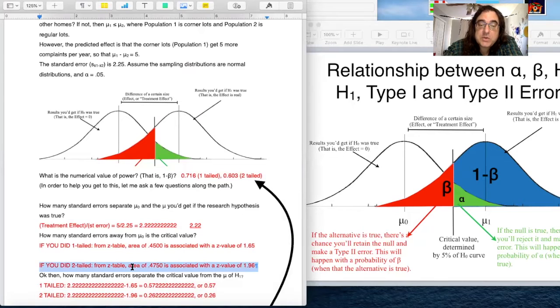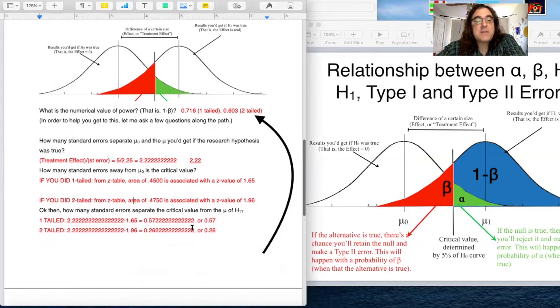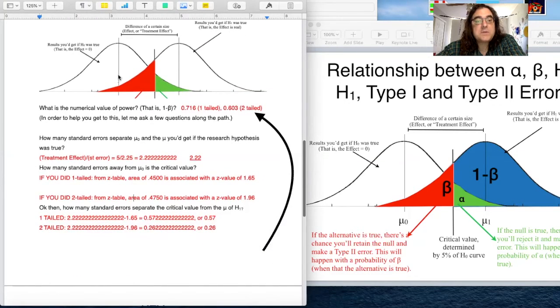If you decided to do a two-tailed test, well, that's an old friend right here. This is one we've seen a lot before. A two-tailed test gives you a z-value of 1.96 standard errors in either direction. So under a one-tailed assumption, this is 1.65, and let's just follow that through to the end. Under the one-tailed assumption then, 2.2222 standard errors minus 1.65 standard errors gives you 0.57 standard errors right here between the middle and the critical value.